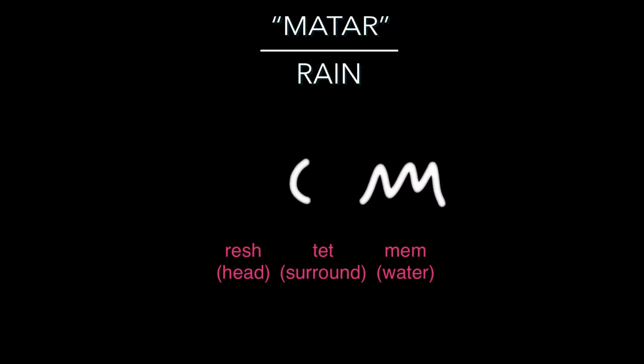The Hebrew word for rain is matar. It's spelled mem, tet, resh. The letter mem is water. The tet is a container, which is used here to mean surround, and resh is the head. So water surrounds the head. Matar.